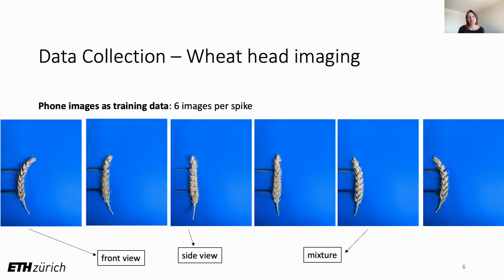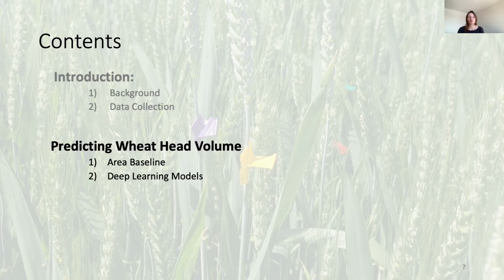We then also took 6 images per wheat head, 2 from a front view, 2 from a side view, and 2 from a mixture of both of them, because we wanted to collect as much information as possible. And then with these images and the measured ground truth volume, we wanted to train an algorithm or a model which is able to predict the wheat head volume. And now I will talk about the 2 different approaches that we used to estimate the wheat head volume.